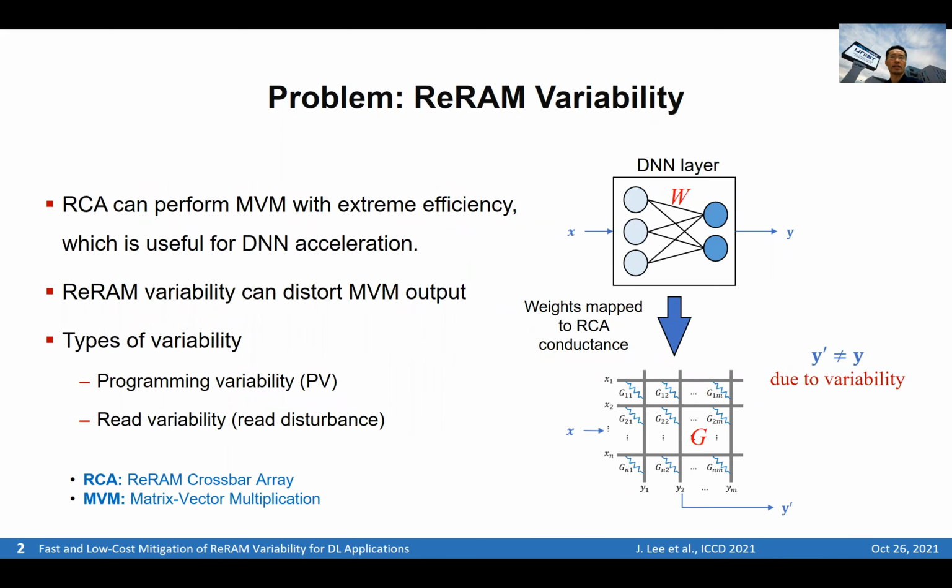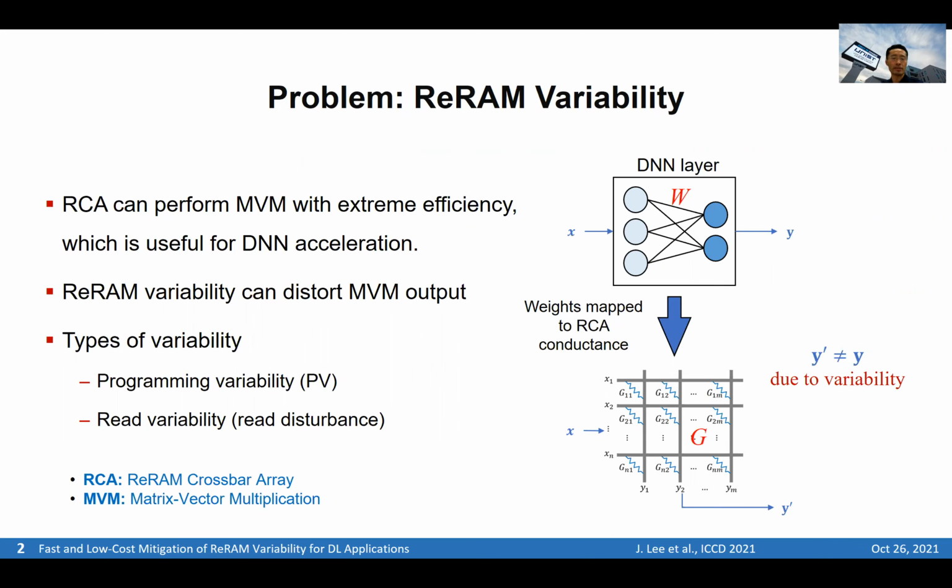A ReRAM crossbar array, or RCA, can be extremely efficient because it consumes very little silicon area and also has extremely high parallelism. However, the problem is computation accuracy. Typically, we use RCA to do MVM, or matrix vector multiplication, where the weight matrix is mapped to ReRAM conduction values. So if a ReRAM conduction value is somewhat different from what you intended, the result of the MVM operation will also be different. That is how variability can distort MVM output.